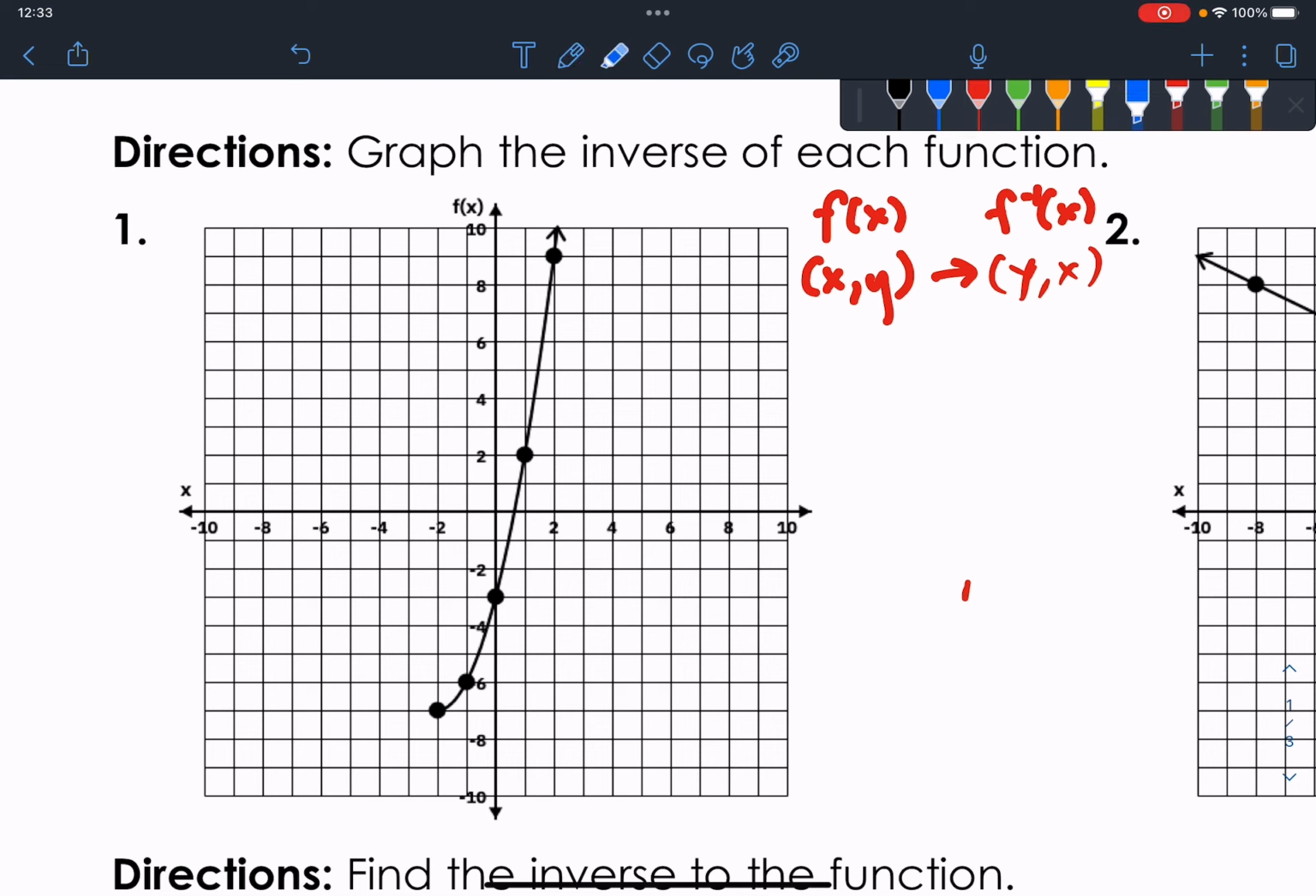So let's plot these points. So let's start with plotting first the point. This point reflected across the line y equals x. So since this point is at 2, -7, then that means at -7, -2, we'll have a point on the inverse. And you know what? Let's graph it in red. Since this next point here is at 1, -6, then we'll have a point at -6, 1.